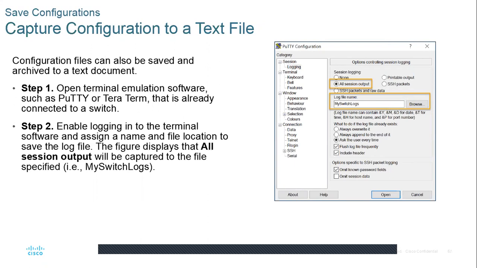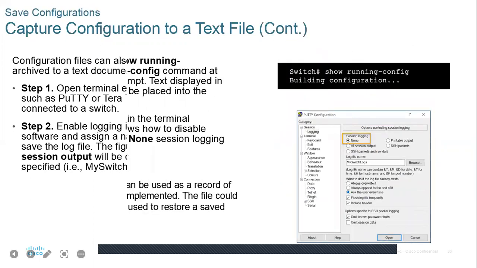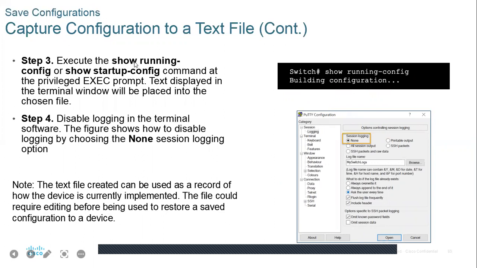Capture configuration to a text file. If everything you've done, you want to save it, you could just go to your PuTTY, click on logging, all session output, give it a name, and open. So these are the steps. Open terminal emulation software. It can be PuTTY, it can be Tera Term, it can be anything. Make sure it's already connected. Then you enable logging. Then you indicate all session output. That's this option here. Then you give it a name. Then you execute show running-config or show startup-config on your switch while the logging is on. Then you disable logging in the terminal software. The figure shows how to disable the logging by choosing the None session option.